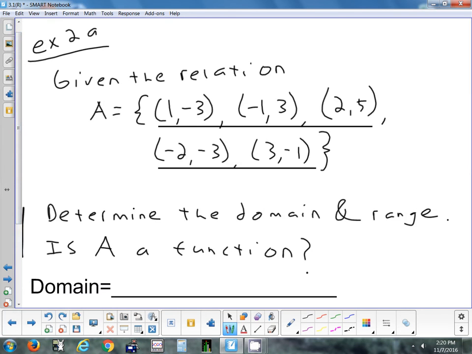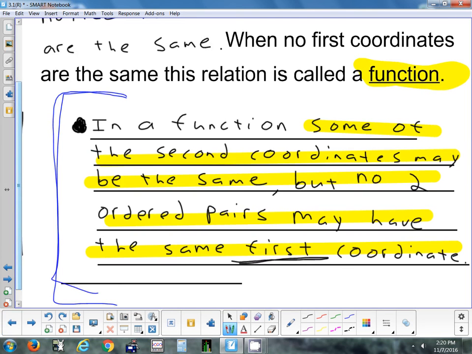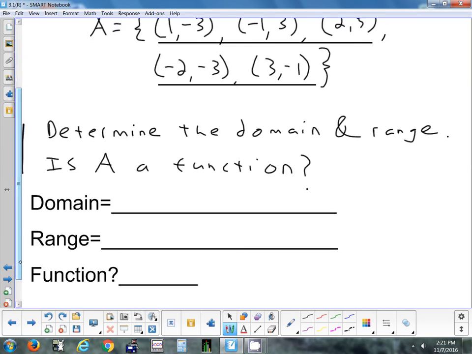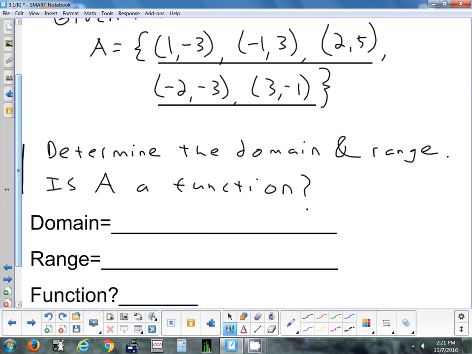Same questions that we just did in example 3, except I'm not giving you a picture. So you can't use the vertical line test, unless you drew the picture yourself, then you could. So you have to focus on this: no 2 ordered pairs can have the same first coordinate. So let's look at these, and we'll answer these 3 questions. Domain, range, function. Okay. Let's start with domain.